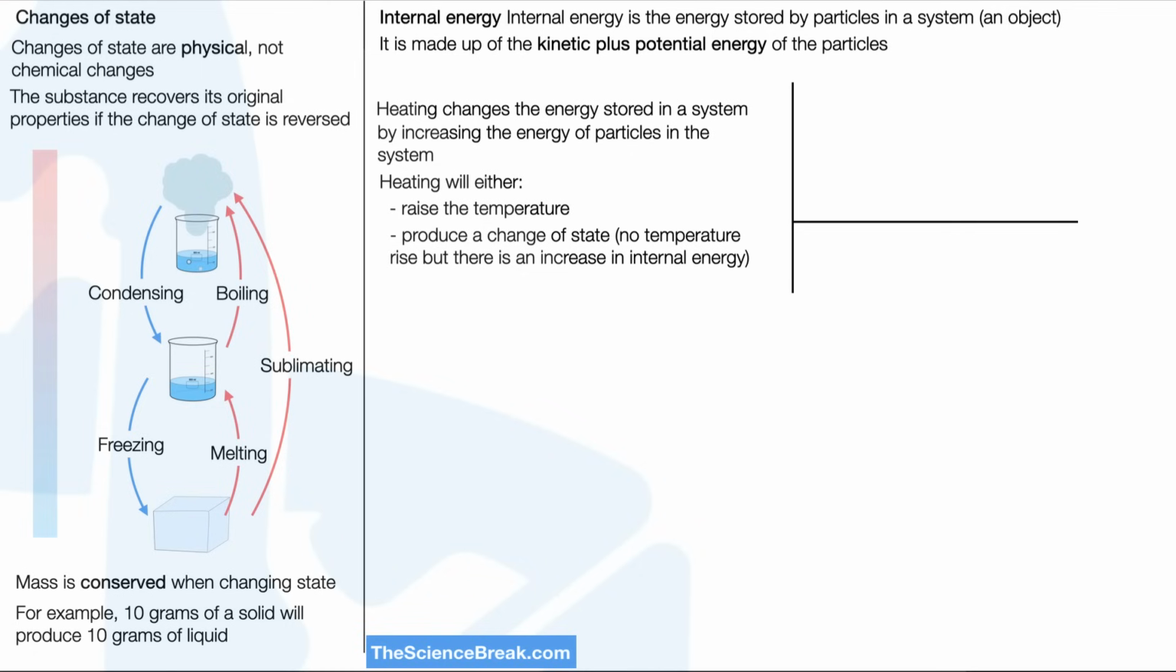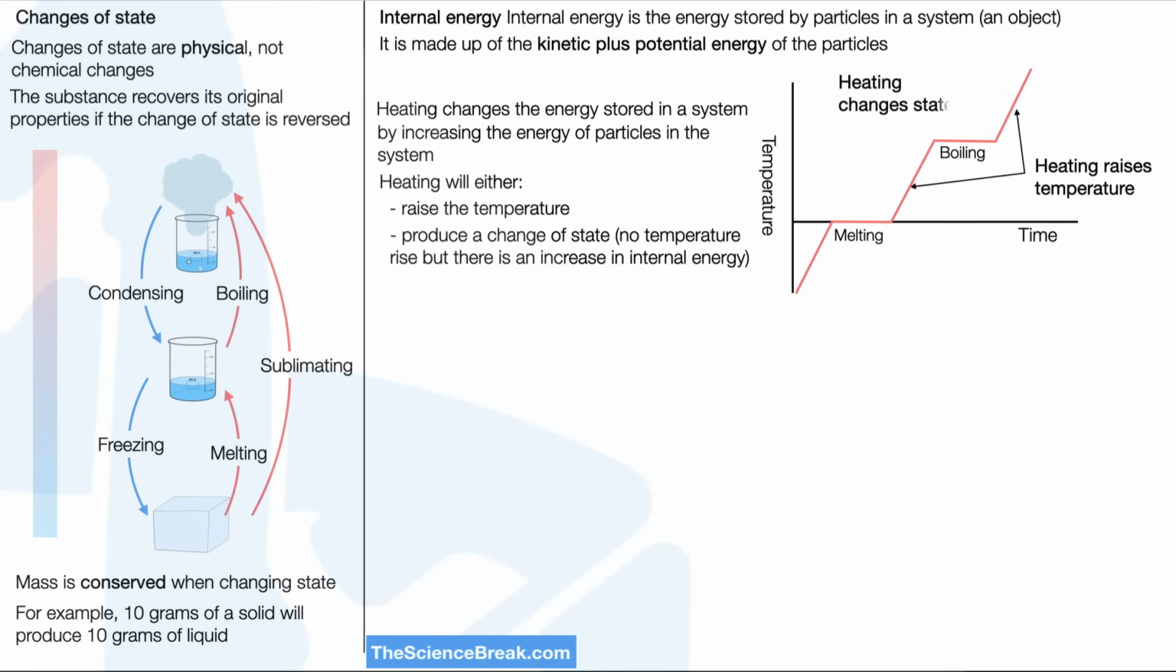Let's take a look at that on a graph. Here is a graph of a substance melting and then boiling. Boiling at the top part there, and the melting is the bottom flat part there. Heating will raise the temperature in the parts of the graph that are rising, and heating changes state in the parts of the graph that are flat. So melting and boiling are changing states, and heating during that time will cause the melting or the boiling. Remember that during changes of state, there is no temperature change, just the change of state.